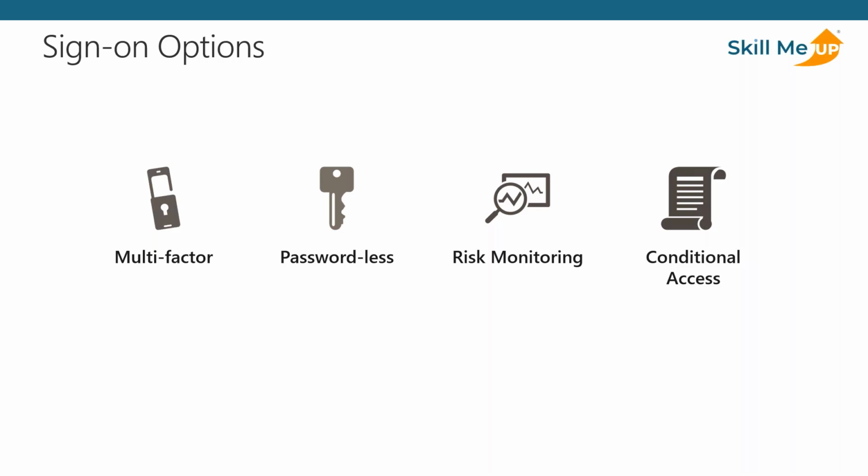Now, the big one here is conditional access. This is one of the big boys, and this is where you can create policies to mitigate risky sign-ins by either blocking those sign-ins or requiring multi-factor authentication. You can also block or secure risky user accounts, and you can also force users to register for multi-factor authentication.